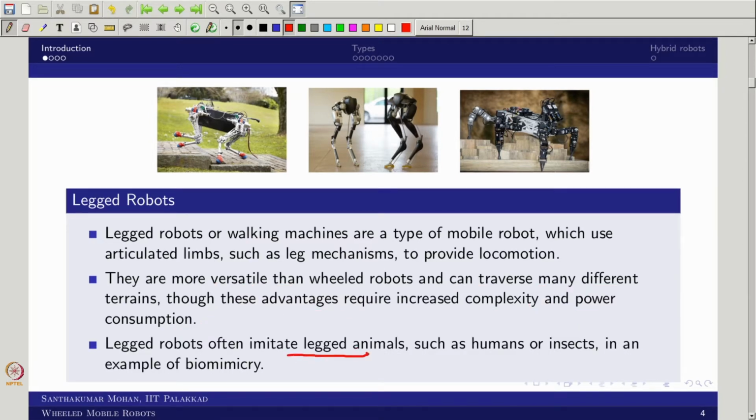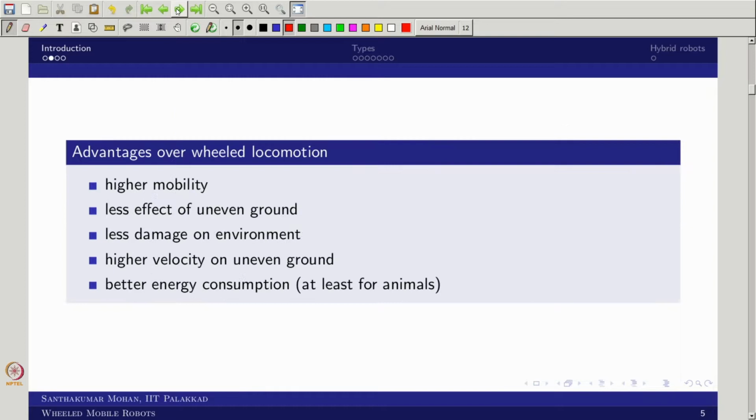Then you can see it definitely imitates legged animals, including the 2-leg animal called human. What we are trying to say is that it is bio-inspired, in other words, biomimicry. In that sense, the advantage is that higher mobility is straightforward, with less effect from uneven ground and less damage to the environment.